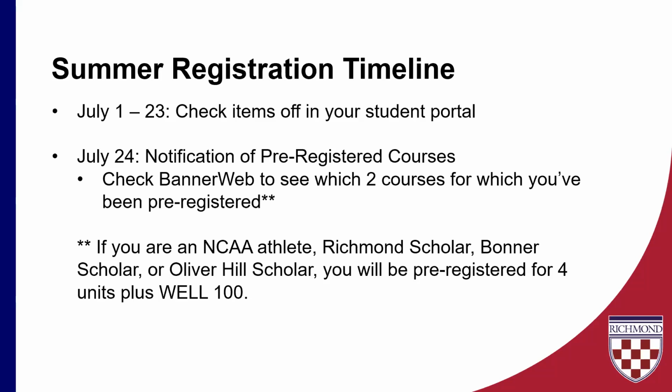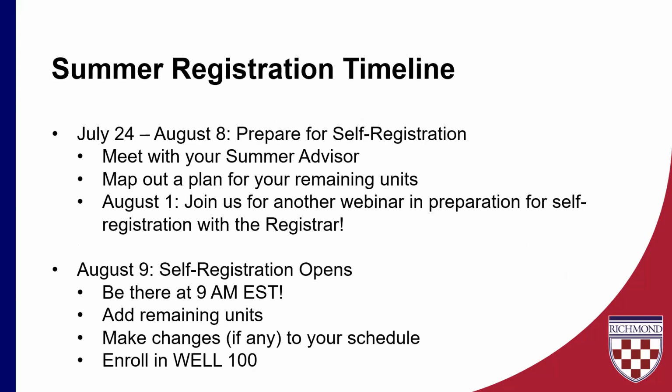Once you know which courses you have been pre-registered for, you'll connect with your summer advisor, a faculty or staff member, and map out a plan for those remaining units. That meeting is intended to help you strategize for self-registration, which takes place beginning on August 9th at 9 a.m. So be there and be ready.